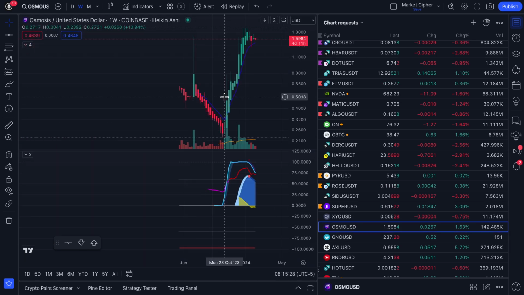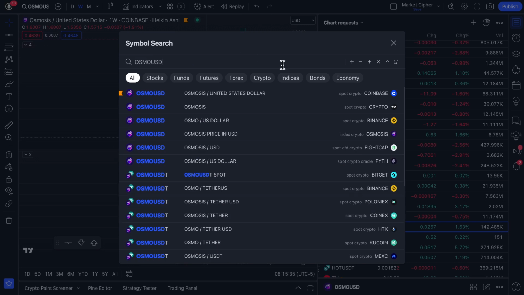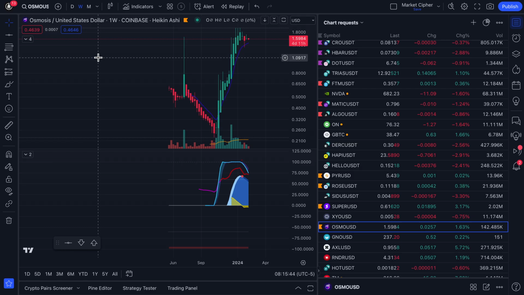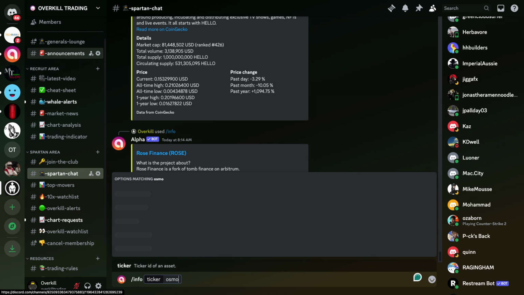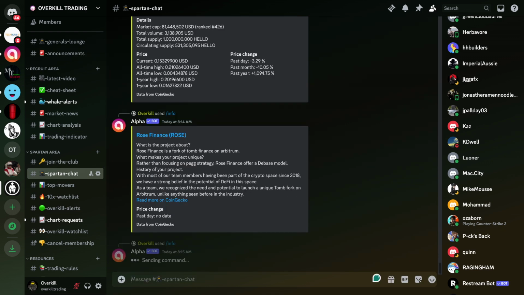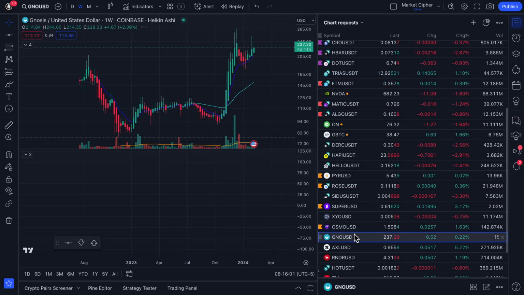Osmo. Look at that move. Wow. This one I believe is on Coinbase too. That one's on the altcoin watch list. I'm adding that right now. So I'm looking for a green dot on this one. OSMO is the ticker. I'm going to guess it's a $1 billion market cap. It's a DEX, so that's a decentralized exchange.